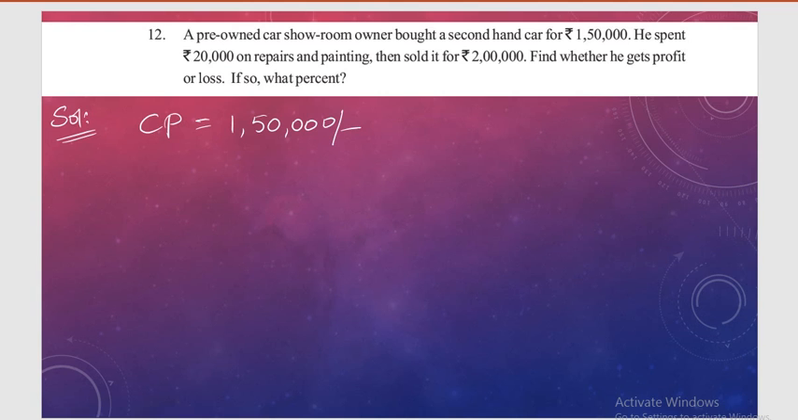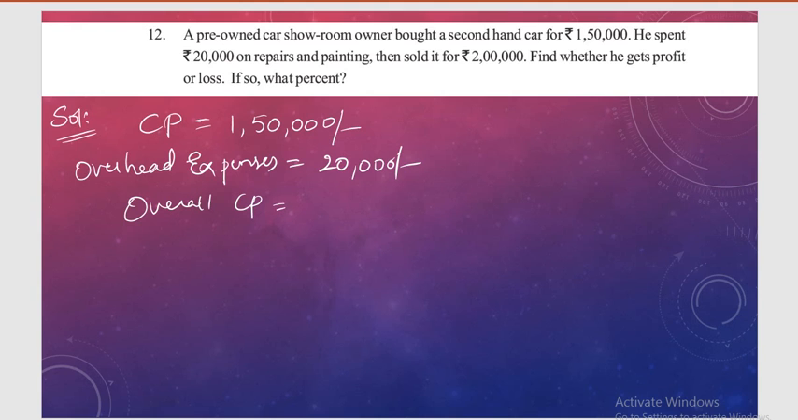Now on this he spent 20,000 on repairs and painting. That means these are overhead expenses, right? So these we will be calling overhead expenses, and these overhead expenses are added to the cost price. Then overall cost price is equal to 1,50,000 plus 20,000. So that means he has spent 1,70,000 on the car, right?